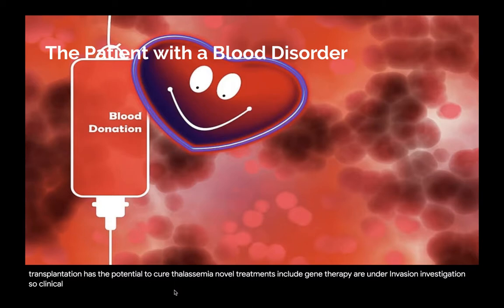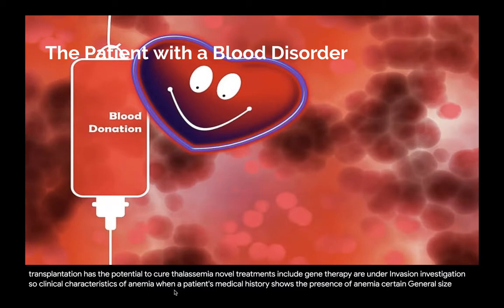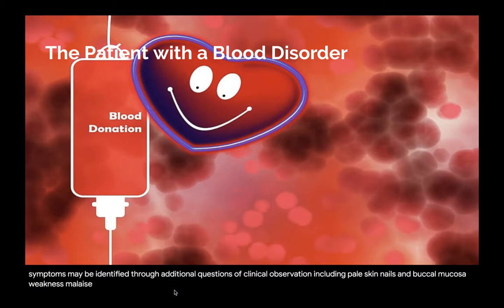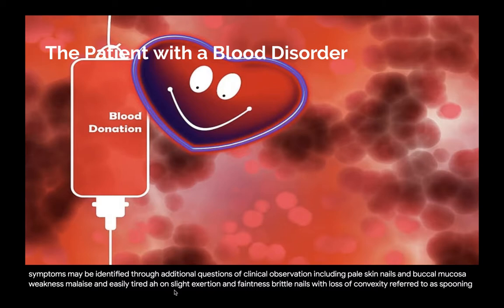So, clinical characteristics of anemia. When a patient's medical history shows the presence of anemia, certain general signs and symptoms may be identified through additional questions or clinical observation, including pale skin, nails, and buccal mucosa; weakness, malaise, and easily tired; dyspnea on slight exertion and faintness; brittle nails with loss of convexity, referred to as spooning of the nails.